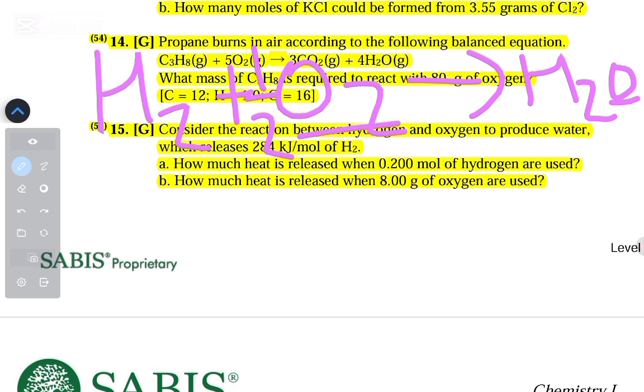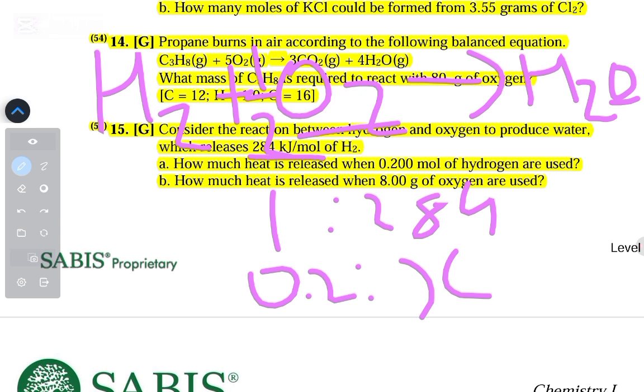Okay, you're going to split that into half. Now we could make it whole numbers, but they say 284 kilojoule per mole. It's going to get you confused if you make it 2 over here. Just don't do that, it's going to kill you. So how much heat is released when 0.2 moles of hydrogen are used? 284 kilojoule per mole, so 1 mole gives you 284. 0.2 gives you how much? Just cross multiply, no big deal. 0.2 times 284 gives you 56.8. That's it, 56.8.